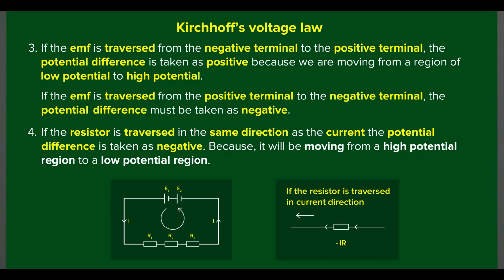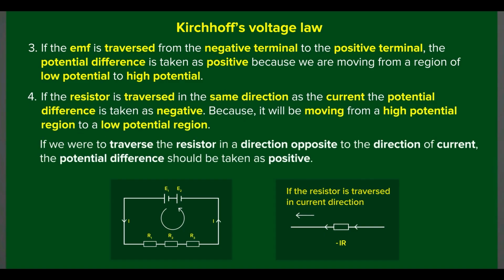And the reason for this is we will be moving from a high potential region to a low potential region. That's pretty straightforward. Indeed. In a similar way, if we were to traverse the resistor in a direction opposite to the direction of current, the potential difference should be taken as positive, as shown here.